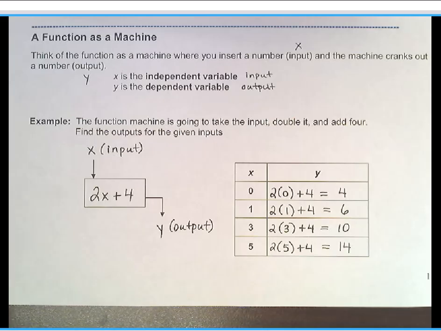Okay, we're not ready to graph yet, but this is a good way to think about functions because it's a little bit more easily understandable if you treat it like a machine with input and output. I think that's a little more understandable than just doing stuff on paper.